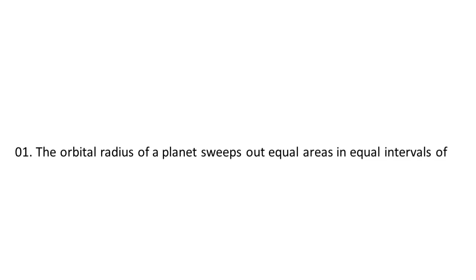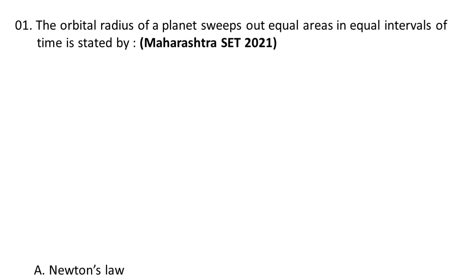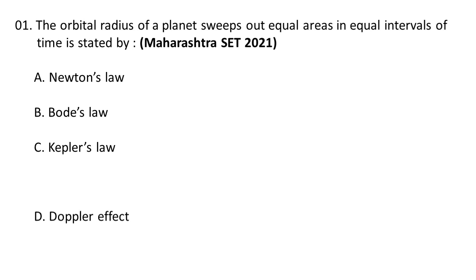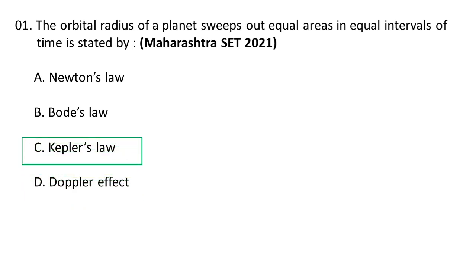Coming to the first question. The orbital radius of a planet sweeps out equal areas in equal intervals of time is stated by: A. Newton's law, B. Bohr's law, C. Kepler's law, D. Doppler effect. All these are questions which were asked in the Maharashtra State Level Eligibility Test 2021. So the correct option is Kepler's law. Kepler's second law states that the radius vector from the Sun to a planet sweeps out equal areas in equal intervals of time. So C is the correct option.